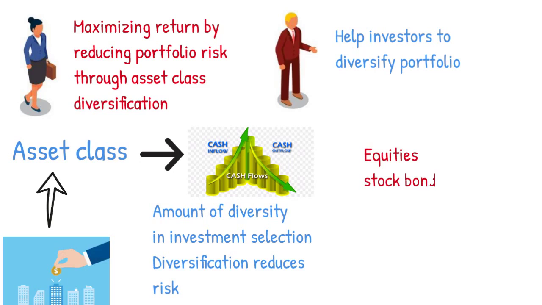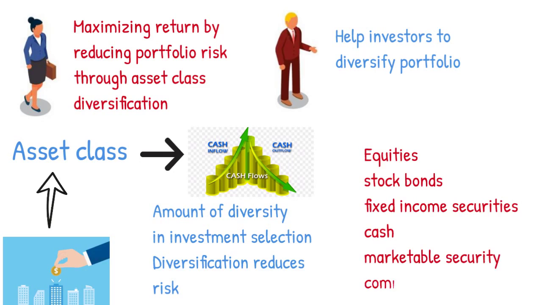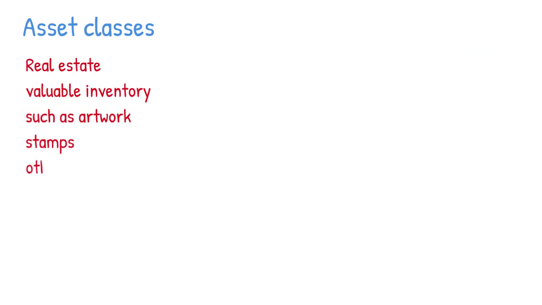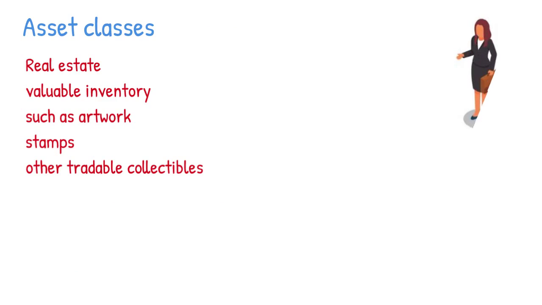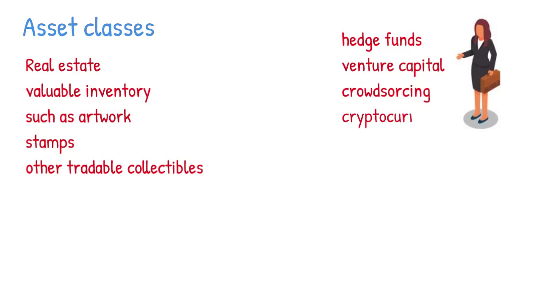Equities or stocks, bonds or fixed income securities, cash or marketable securities, and commodities are the most liquid asset classes and, therefore, the most quoted asset classes. There are also alternative asset classes, such as real estate, and valuable inventory, such as artwork, stamps and other tradable collectibles. Some analysts also refer to an investment in hedge funds, venture capital, crowdsourcing or cryptocurrencies as examples of alternative investments.